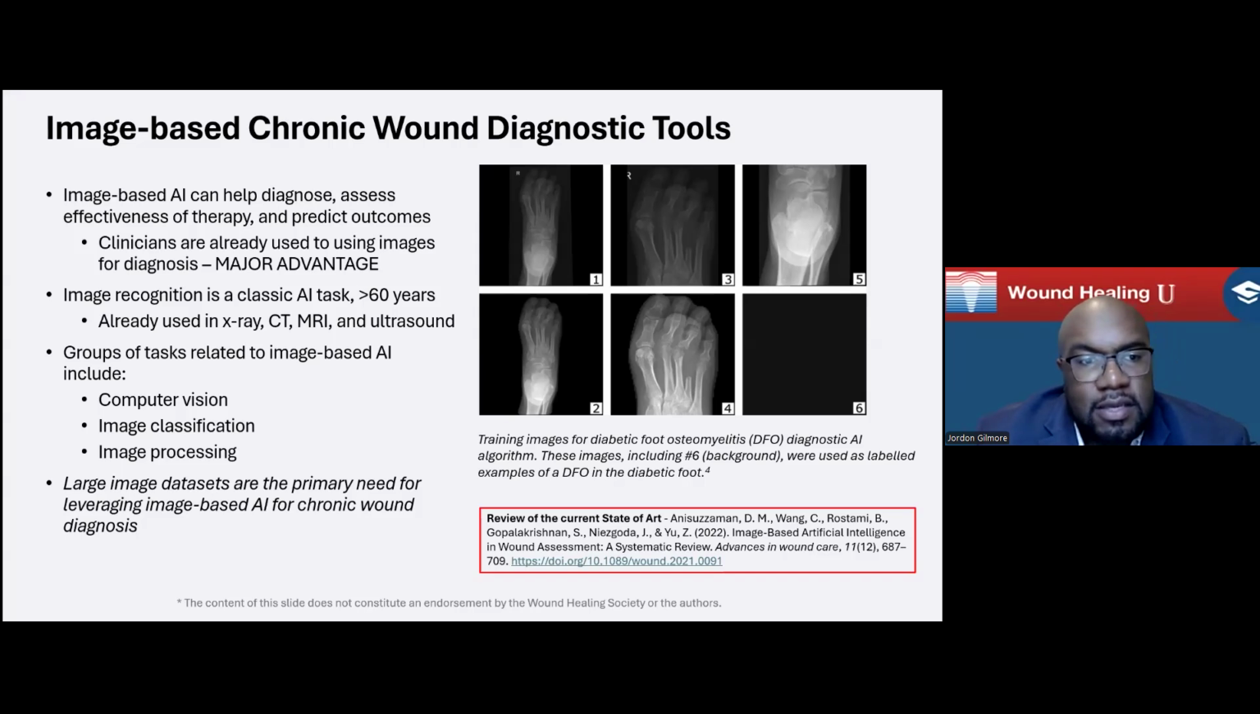More tasks related to images are computer vision. So things like making measurements, image classification, like I just talked about, and then image processing, so cleaning images. One of the big challenges that we have in wound care right now is developing large image data sets that are free and open for researchers and clinicians to use for developing applications. This has already happened in radiology and other imaging modalities. There are these large open source data sets that make it really easy to train models, and so we need to move forward in developing some of these data sets in wound care as well.